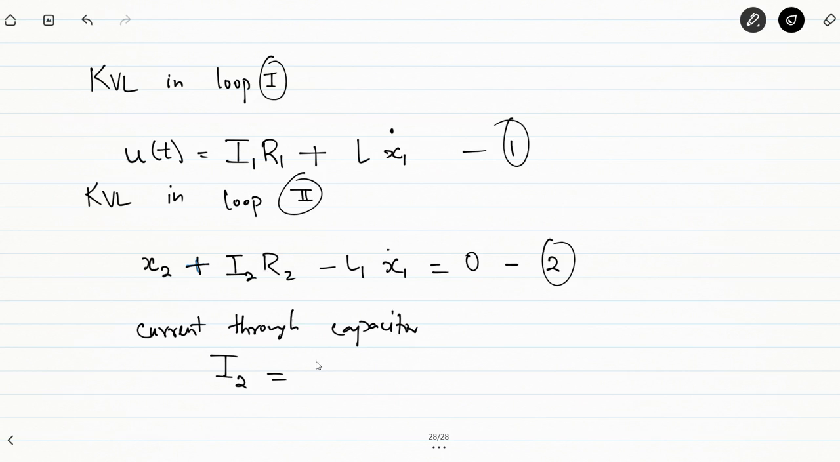I2 किसके बराबर होगा? That will be equal to C dV by dt. That is, V across the capacitor is actually the voltage across the capacitor. In this case, we have denoted that by x2. So I2 will be nothing but C dx2 by dt, or in other words, you can say C x2 dot. तो I2 तो हमें मिल गया, it is C x2 dot. We can use this, but we still need to find out I1.